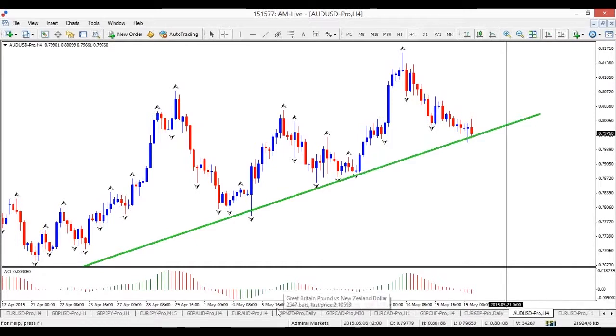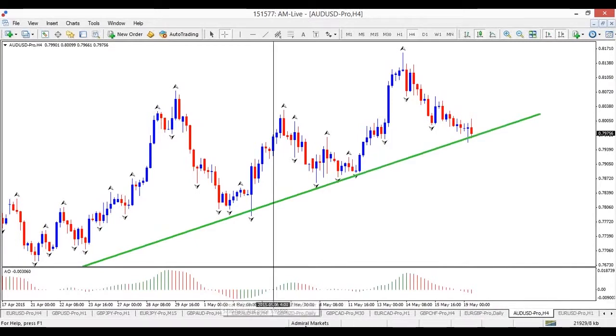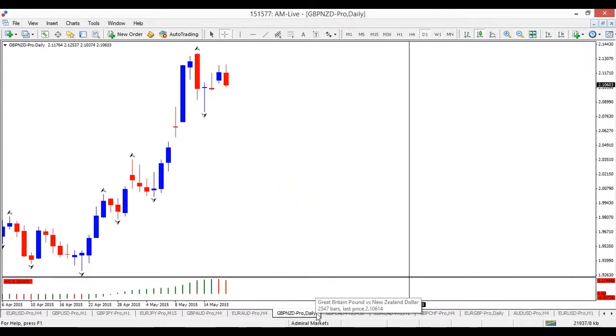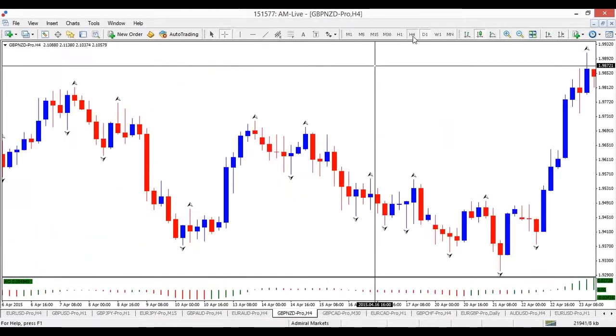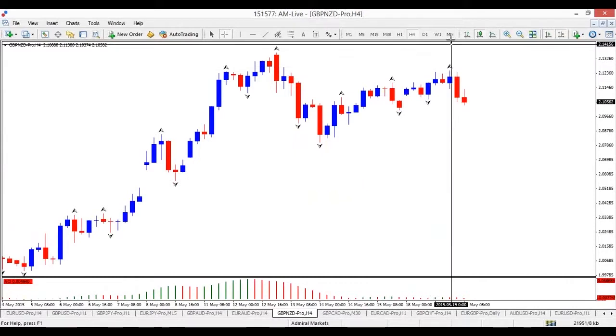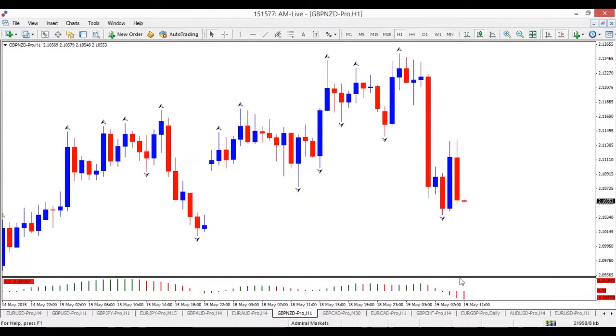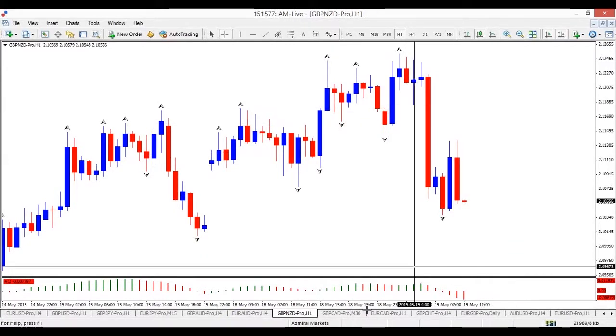What else did we discuss? Let's see. Euro out, pound out are not that interesting at the moment. Pound New Zealand downside could be interesting after the news event, especially if we retrace up just a bit higher here. I think that's it so far.